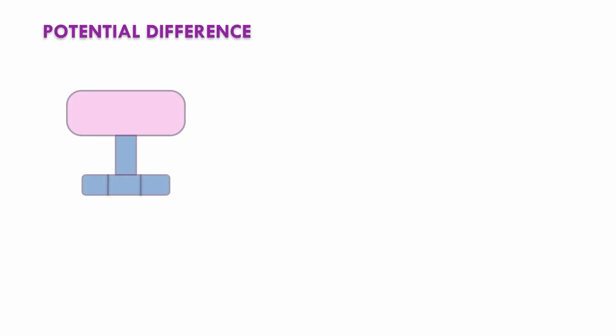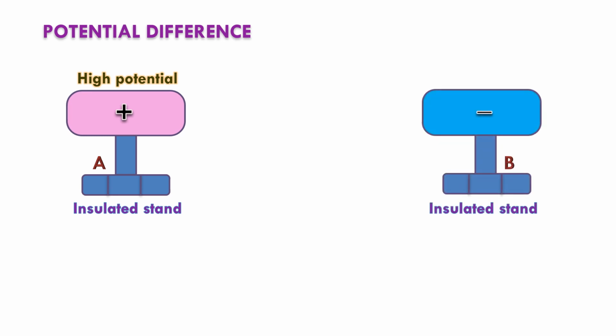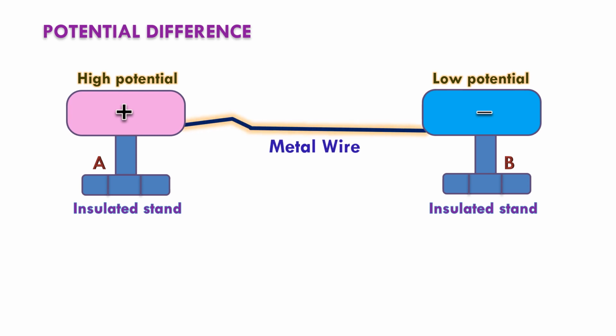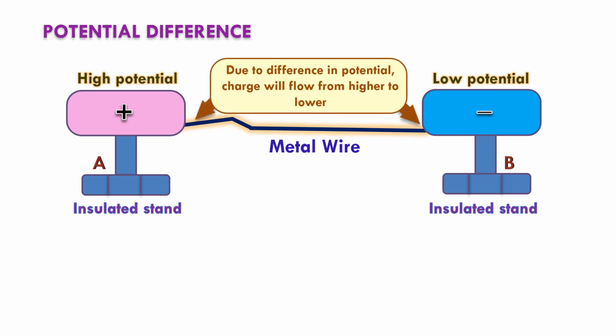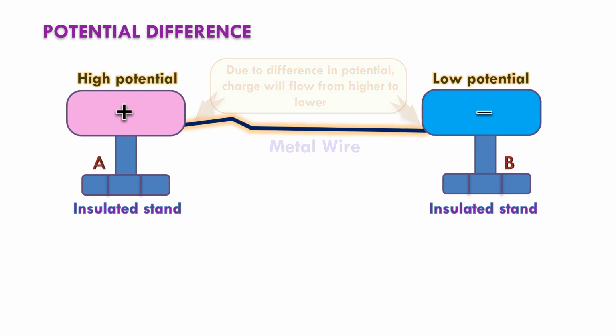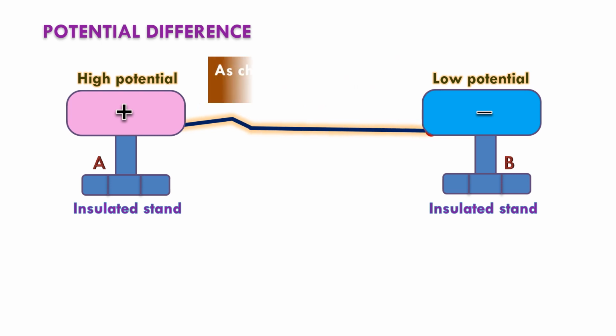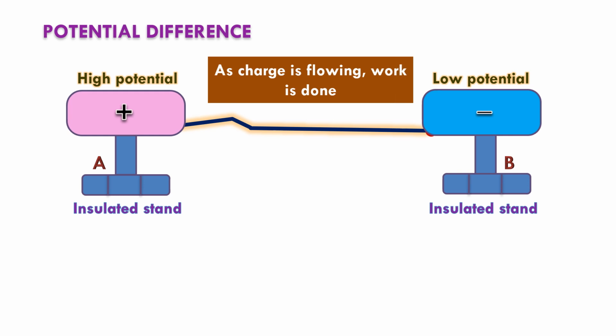Potential difference, a very important topic. A positive charge stands on an insulator stand A, so it is at higher potential. A negative charge B stands on an insulator stand and is at negative or low potential. Now when they are connected by a wire, a metal or conducting wire, due to the difference in potential, charge will flow from higher to lower. As charge is flowing, work is done.